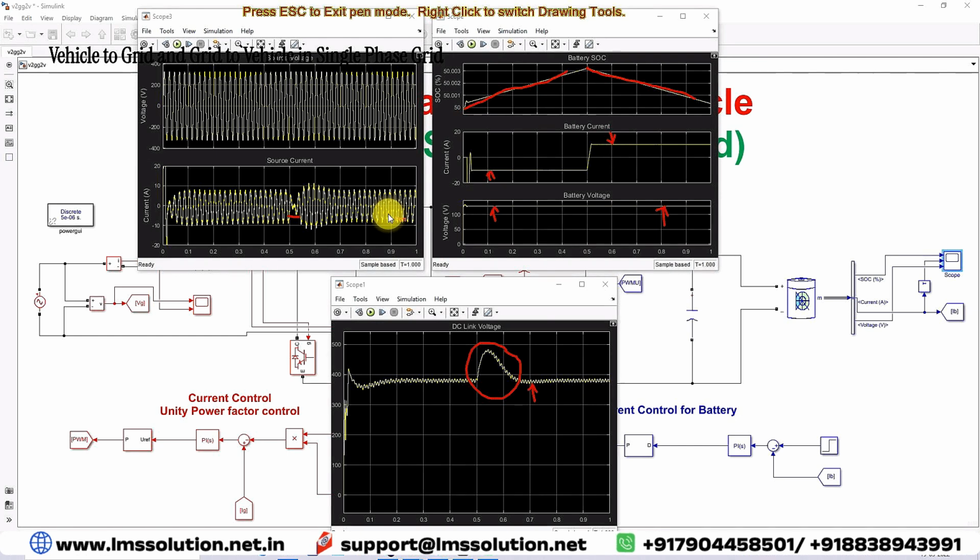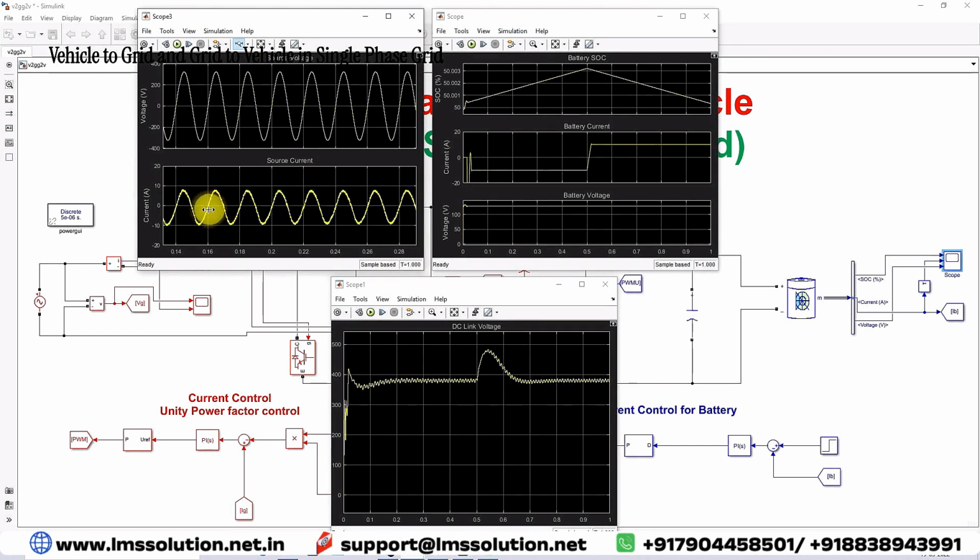And also I will explain one more thing. During charging mode, you can see that the source voltage and source current have unity power factor. You can see the current and voltage angle. Both are the same, both are in phase during charging mode. The grid is going to supply the power to charge the battery. During this condition, voltage and current should be in phase.